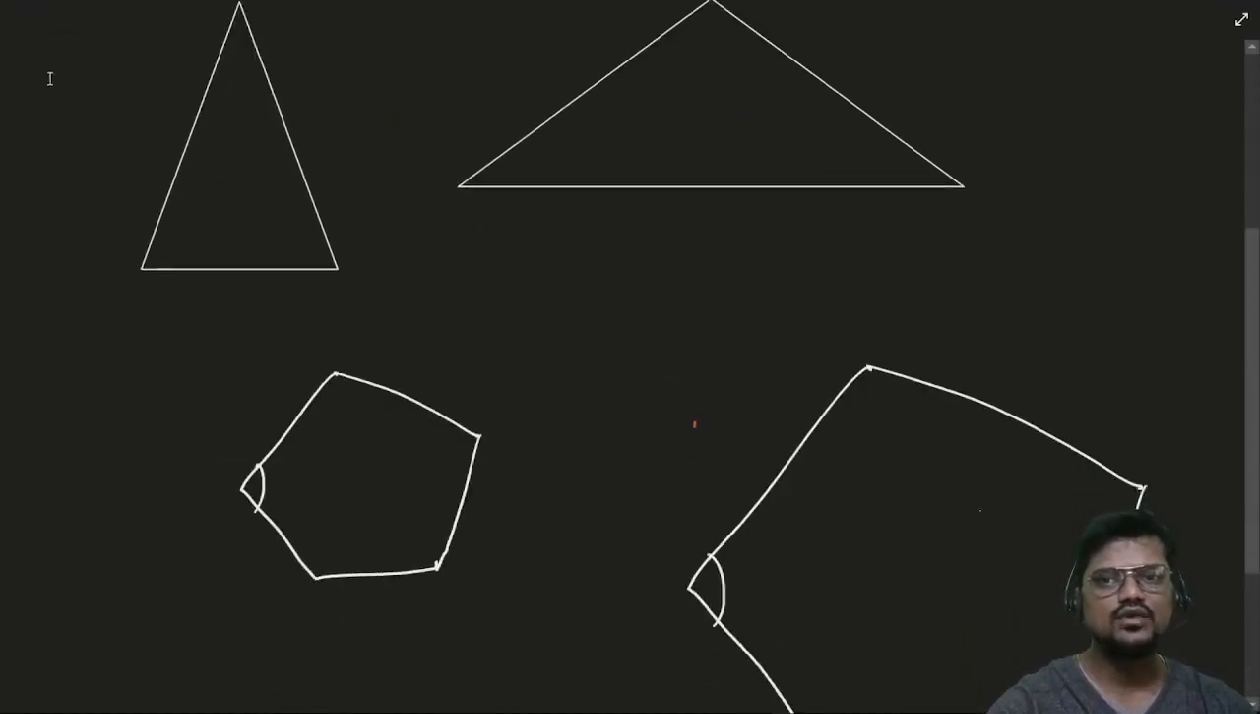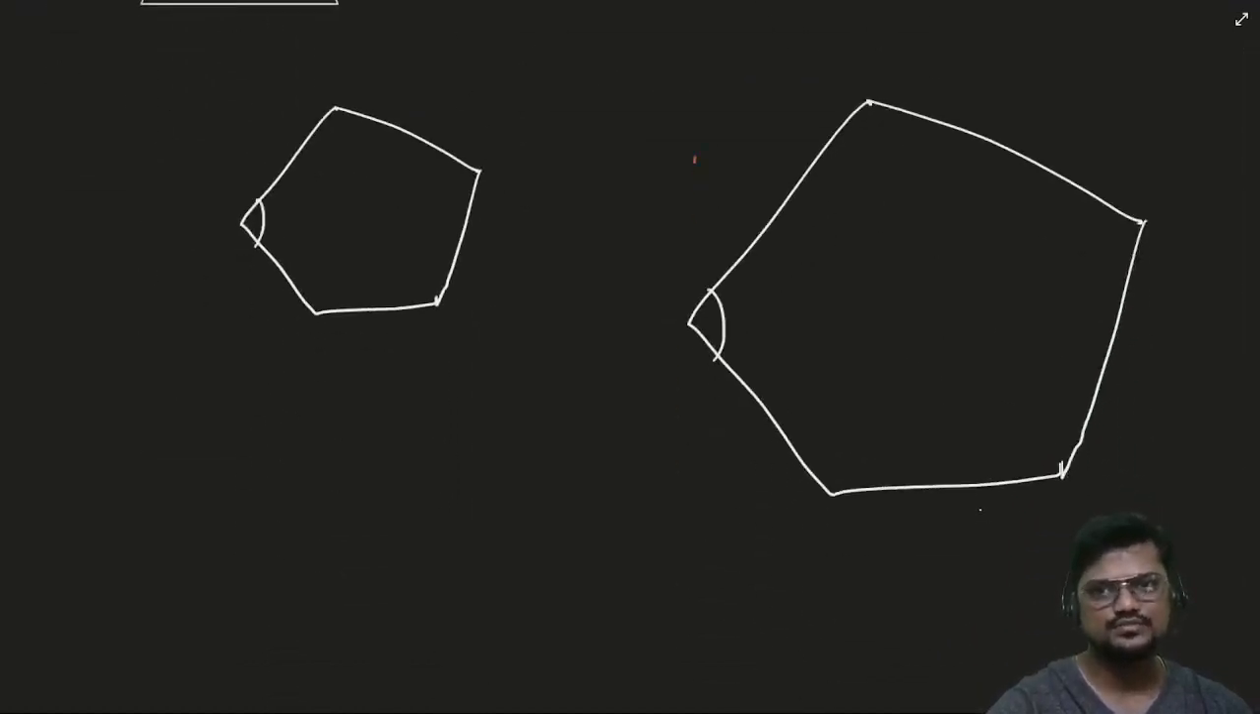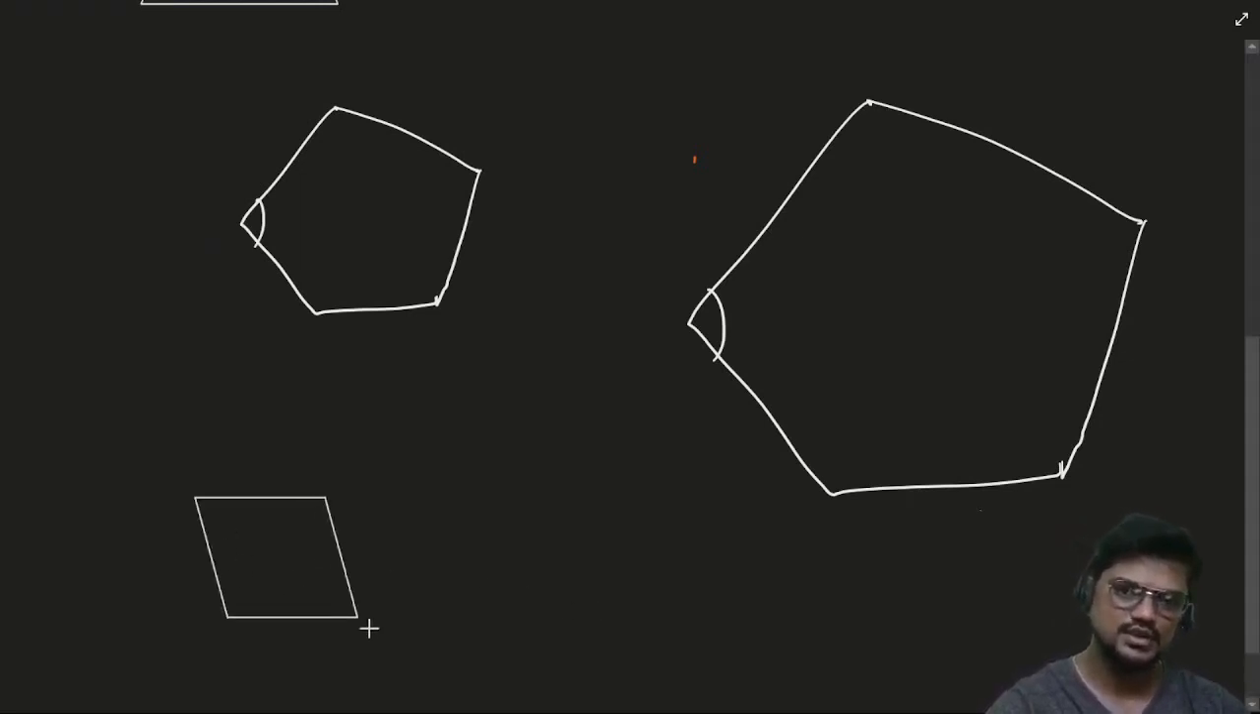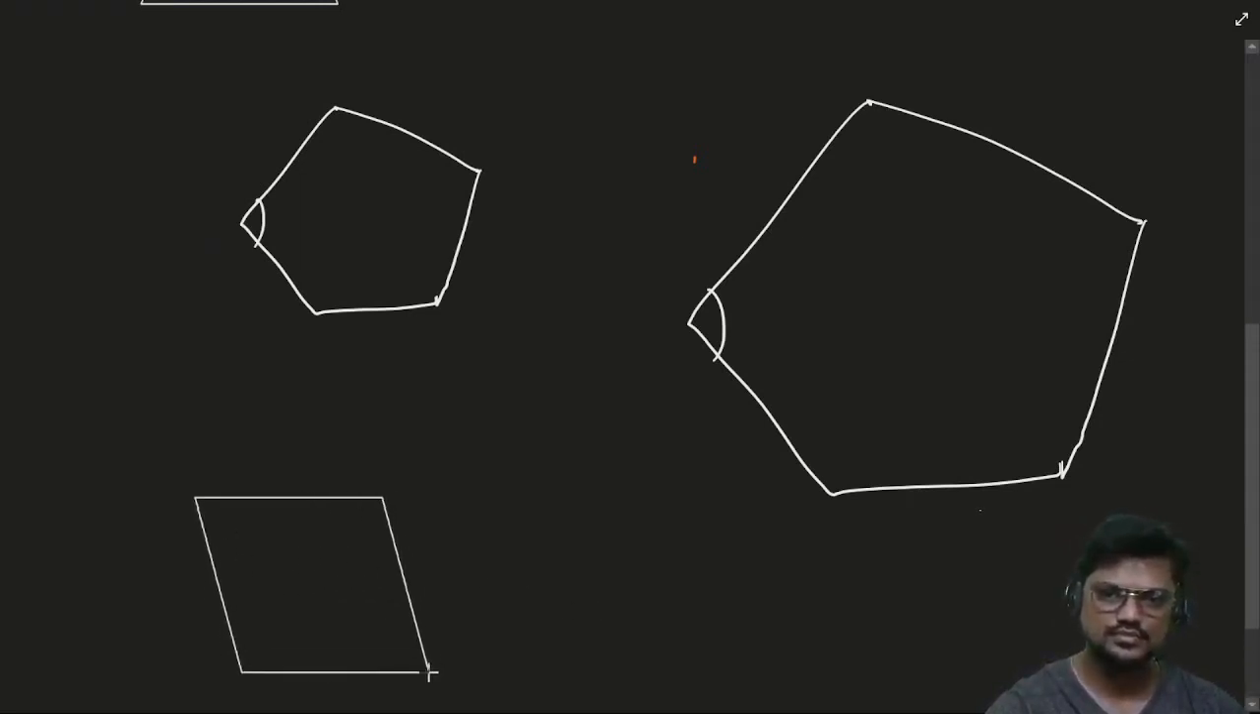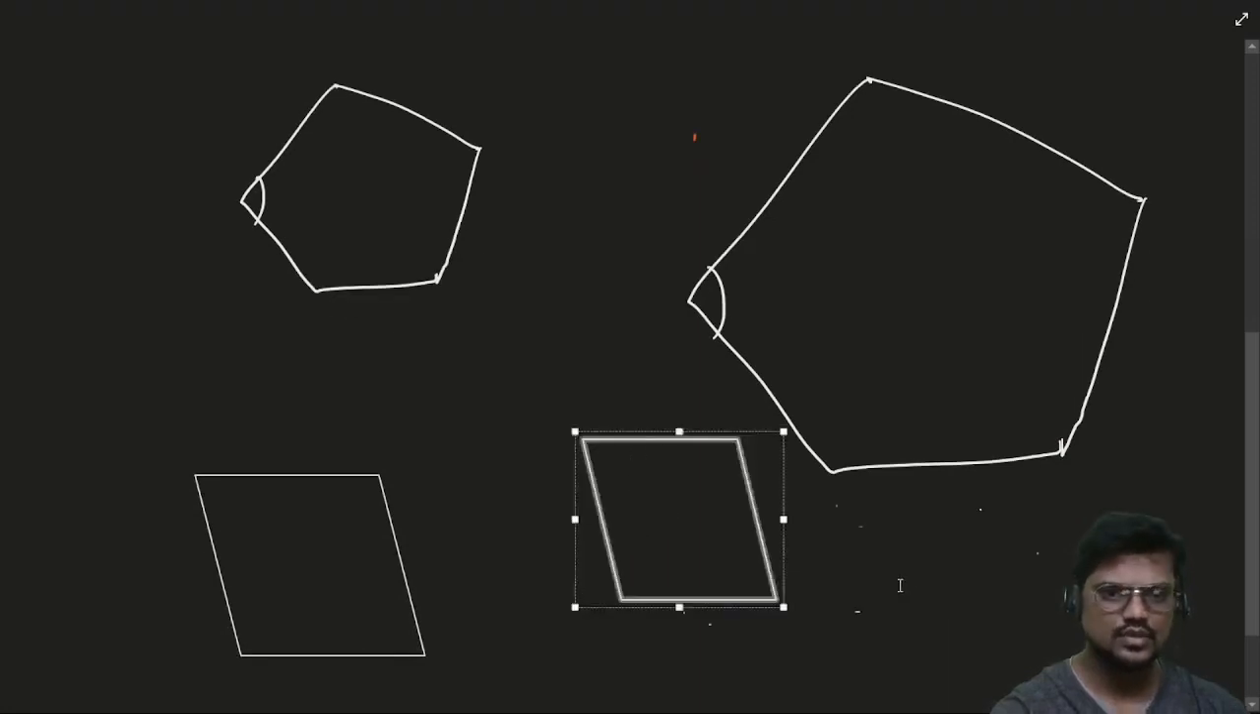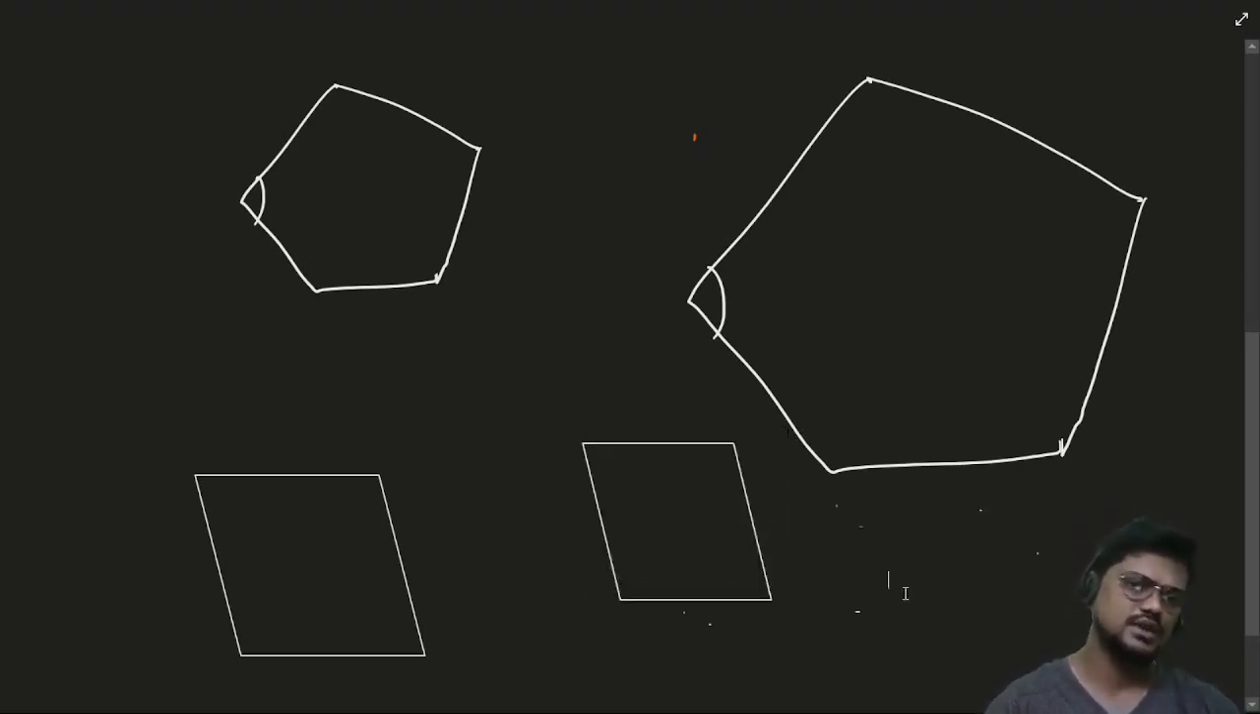Because the angle of inclination will differ, no? The inclination angle of a rhombus differs. See, if this is the rhombus, it is not possible because I'm unable to draw it in it properly. The two rhombus cannot be similar because one of the inclination can change, no?